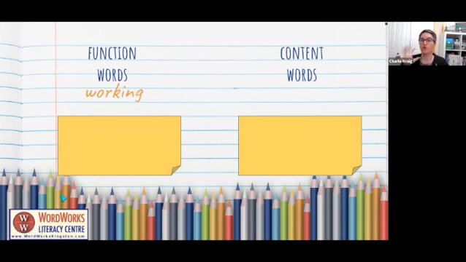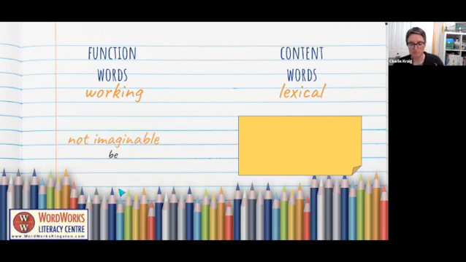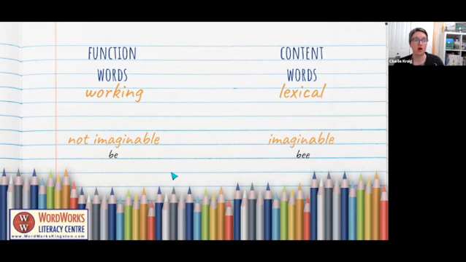Function words can be thought of as the working words in a sentence, whereas the content words are the lexical words, the stuff that's happening in the sentence. The other way to think about this is that the function words are the words that help make the sentences work and function, whereas the lexical words are the meaning-making words. One of them is not imaginable. If I were to ask a student to picture in their mind BE as a word, they might stare at you blankly. However, if I ask them to imagine BEE, B as a word, bzz, I've got that one. So sometimes the difference is between what I can picture in my mind and what I cannot.